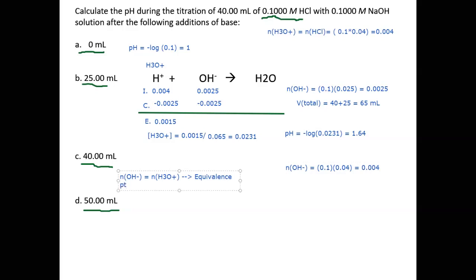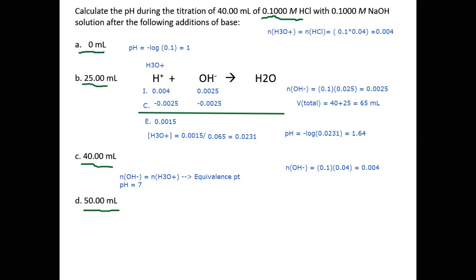And since we're at the equivalence point, there's no calculation to be done because the pH is 7. So now we're at a pH of 7. So whenever you're at the equivalence point for a strong acid, strong base titration, you just put pH 7. No calculation needs to be done.